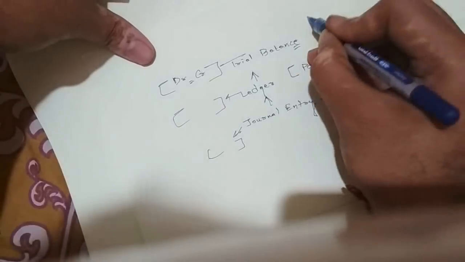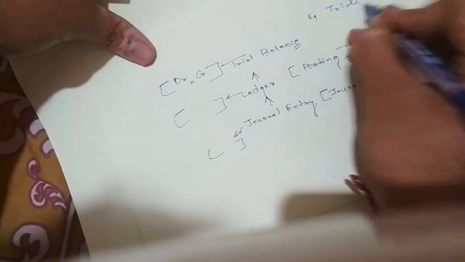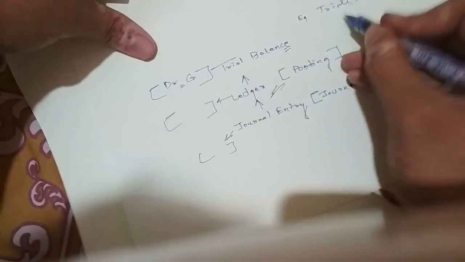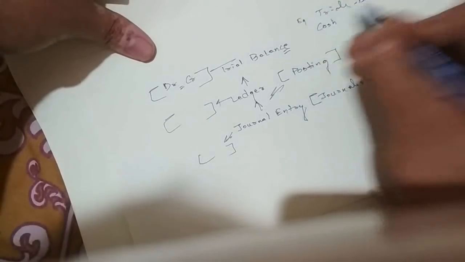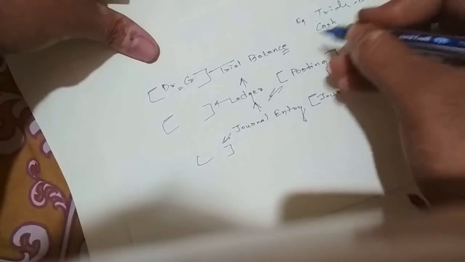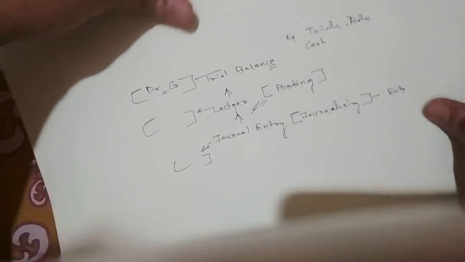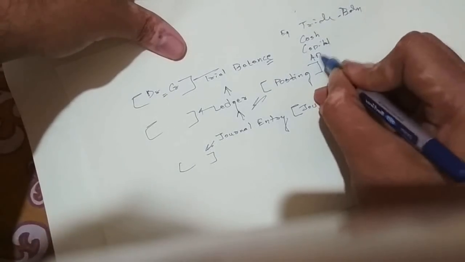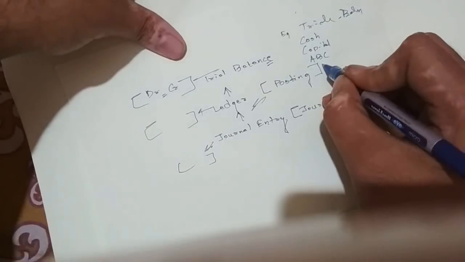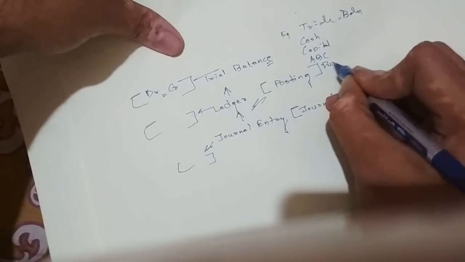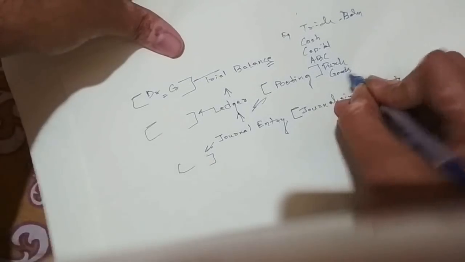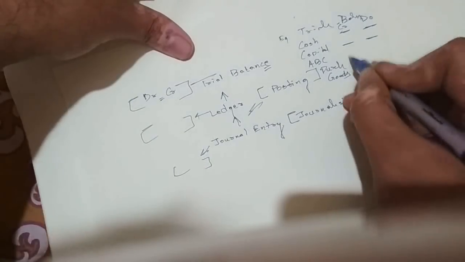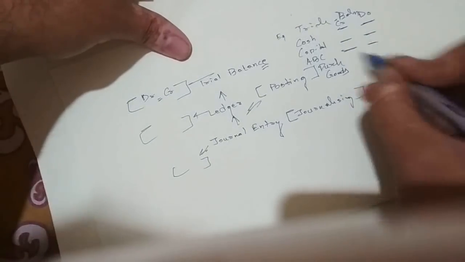For example, let's say it's a trial balance. The trial balance is only made after the ledger is made. In the trial balance, we have cash, capital, some personal account, let's say ABC, or the purchase account, goods account, and many more. Here it only shows the credit and debit: all the credit we have done, and all the debit we have done.